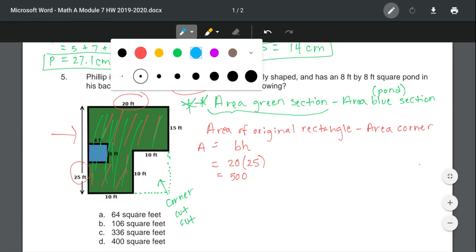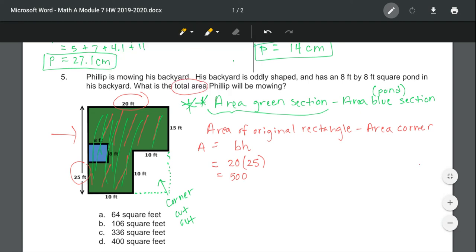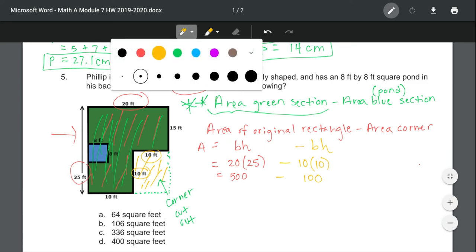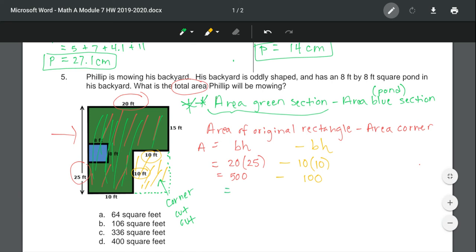Then minus the area of the corner. So here's the corner, and the dimensions of that corner are 10 by 10. So the area of the corner would be base times height, so we want to subtract 10 times 10. And 10 times 10 is 100, so we want to subtract 500 minus 100, and we're going to get 400 feet squared. So what we just found was what this green area was originally before the pond was created.